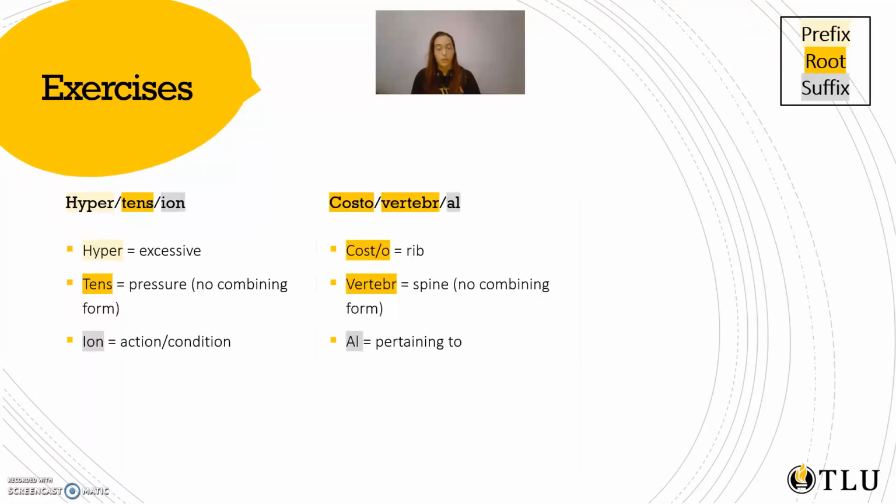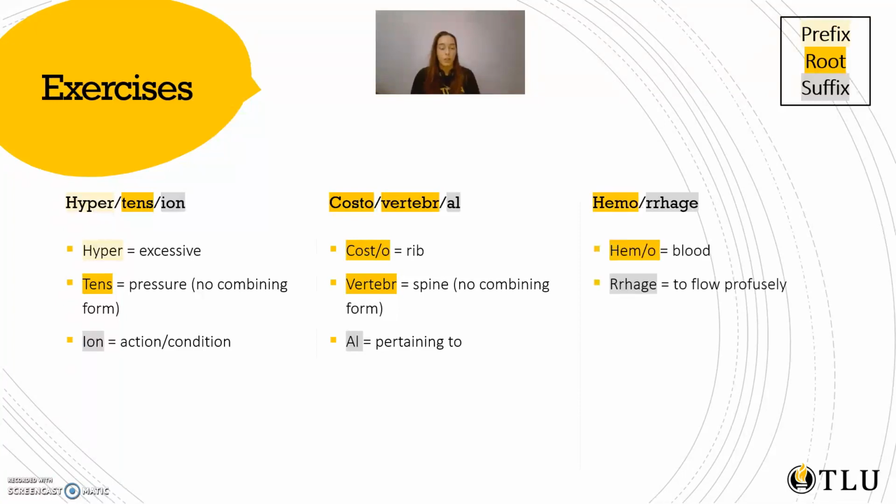Costovertebral, we have two root words here and one suffix. Cost is rib, vertebral is spine, and al is pertaining to, so pertaining to the rib and spine. Notice that my first root word needs a combining vowel because my second root word, vertebra, starts with a consonant, so I need a vowel added. But my suffix starts with a vowel, so vertebra does not need a combining form because there's already a vowel.